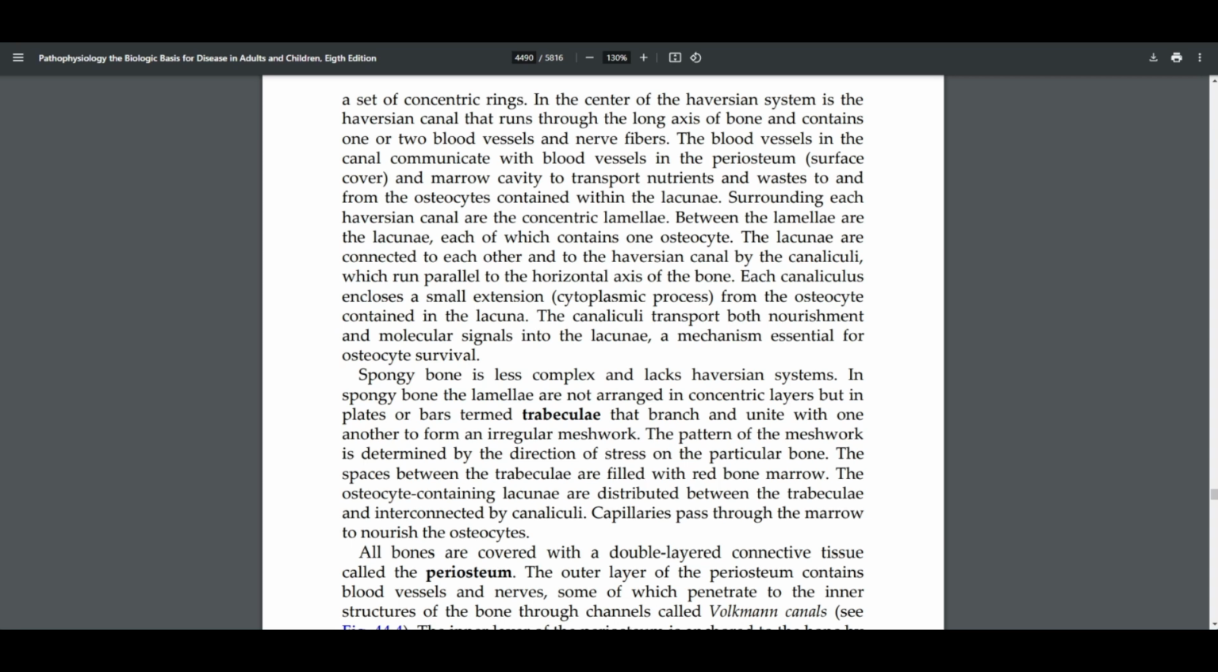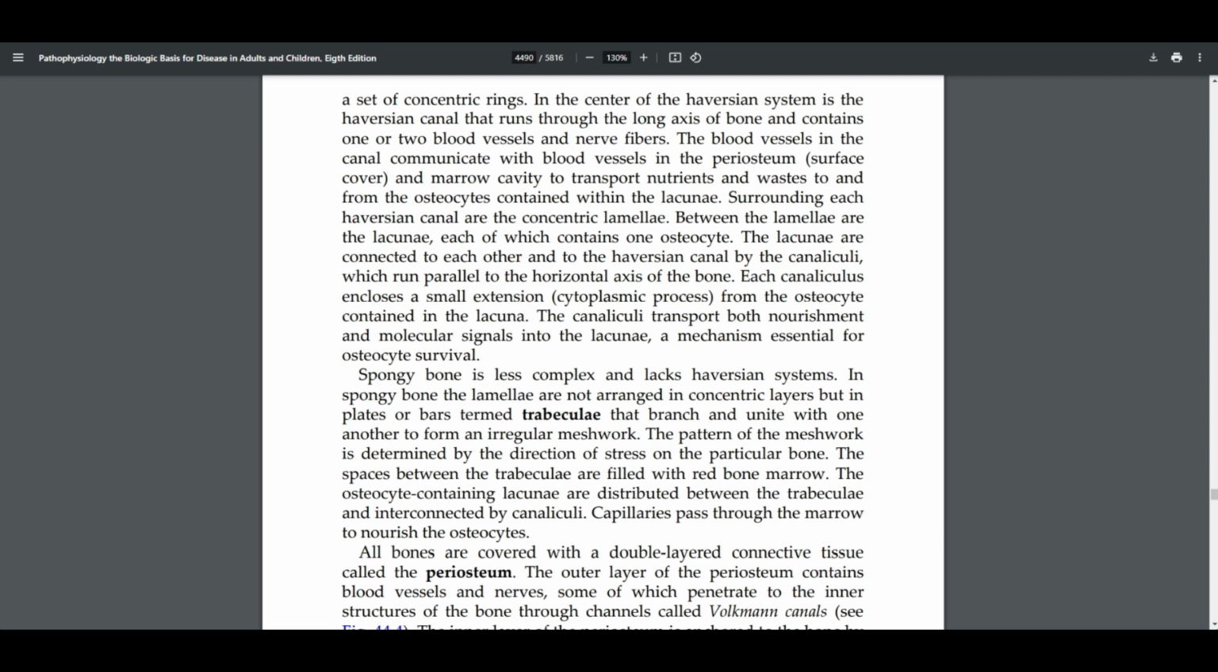Each of which contains one osteocyte. The lacunae are connected to each other and to the Haversian canal by the canaliculi, which run parallel to the horizontal axis of the bone. Each canaliculus encloses a small extension from the osteocyte obtained in the lacuna. The canaliculi transport both nourishment and molecular signals into the lacunae, a mechanism essential for osteocyte survival.